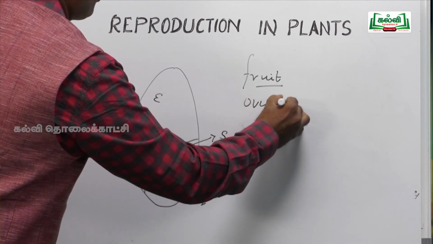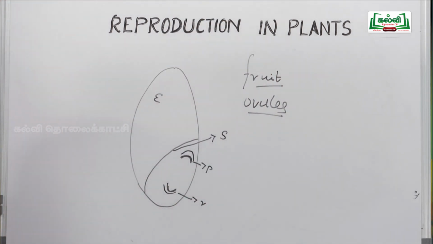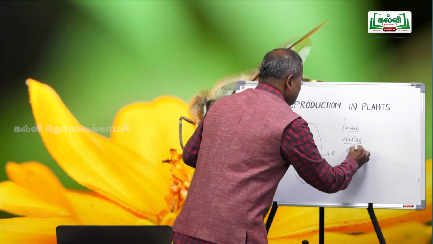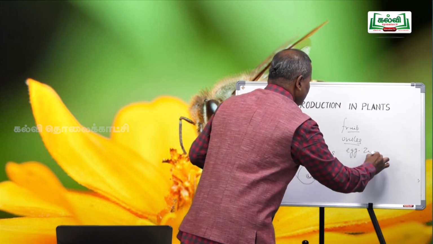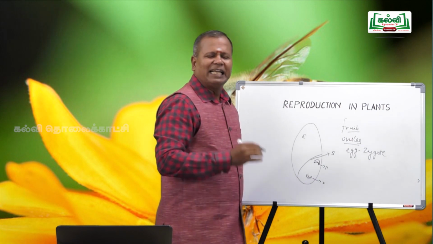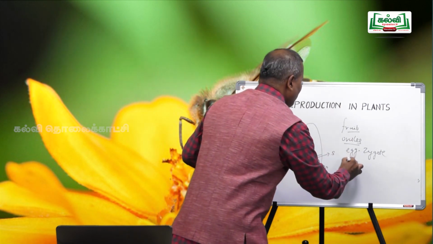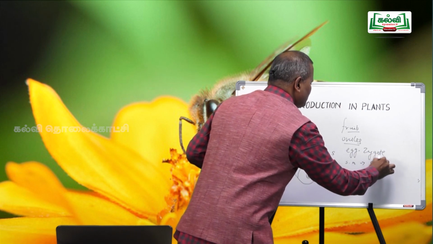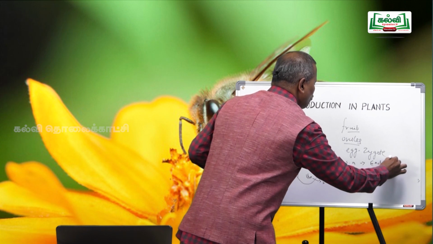The ovules are converted into seeds. After fertilization, ovule is converted into seed and the ovary is converted into fruit wall or the pericarp. That's why the fruit is said to be a fertilized, ripened, matured ovary. Then egg is converted into zygote. Then secondary nucleus is converted into the endosperm or primary endosperm nucleus, PEN.